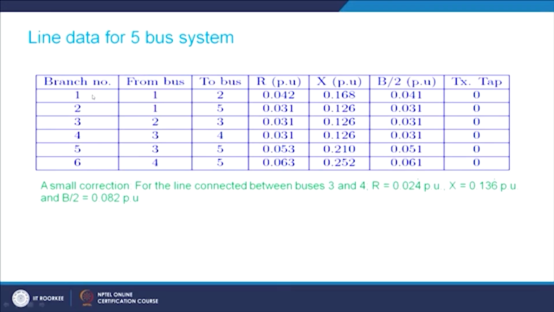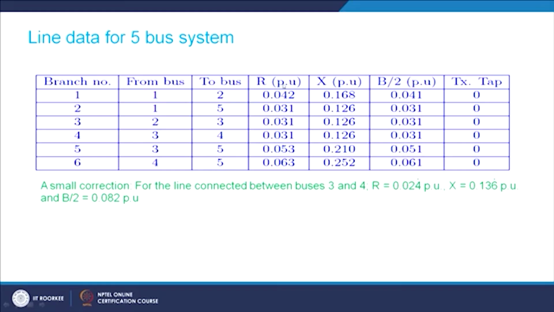So, it is branch number 1, 2, 3, 4, 5, and for each branch number, that is basically the from bus and the to bus. So, these are nothing but the terminal buses of each line, and for each line you have given R, X and B by 2 in per unit, and none of the lines is equipped with any transformer which has got a tap changer. So, everything is here in per unit.